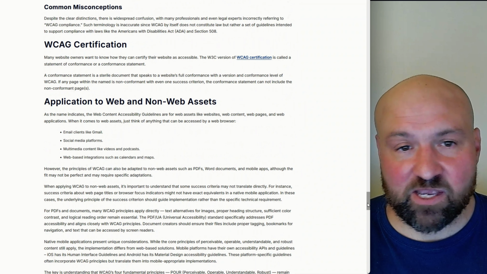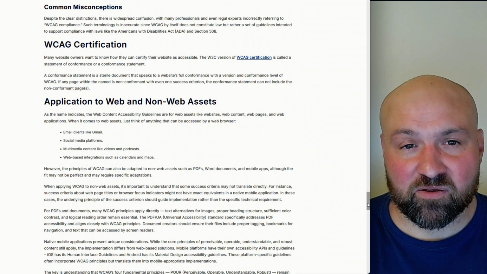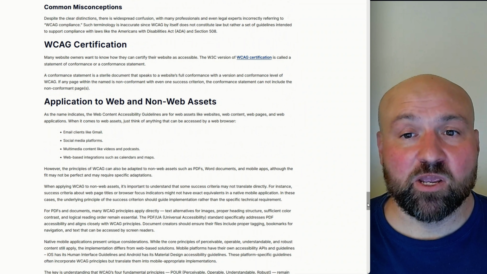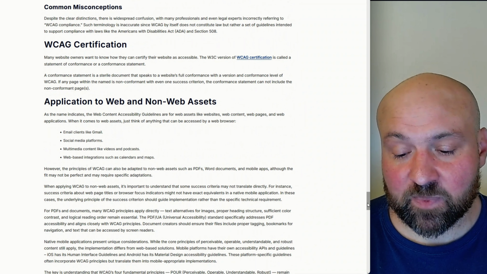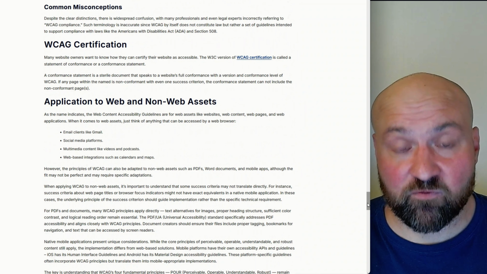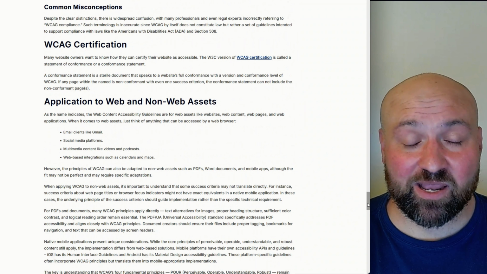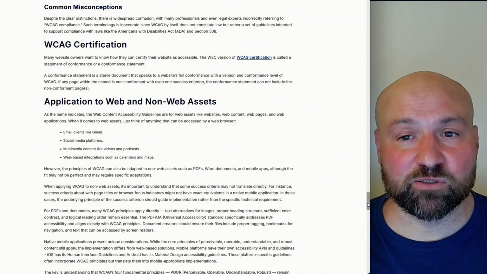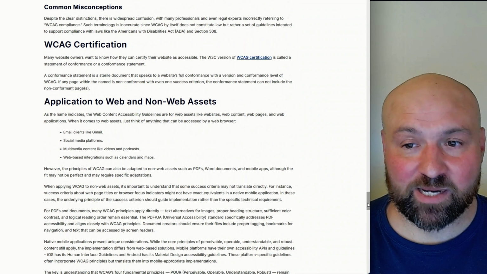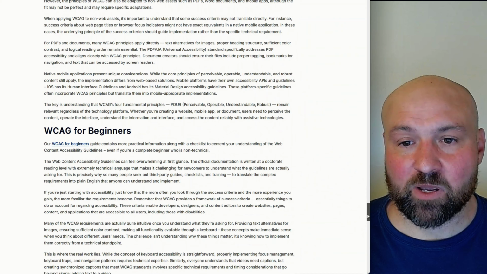They do not issue out certification, but you can get a conformance statement issued by an accessibility provider. You can also get a provider certification from that provider that speaks to full conformance. That is the requirement for certification. Just know that anybody can technically issue certification, so the reputability of the provider matters greatly. All right, and then I've already talked about application to web and non-web assets.